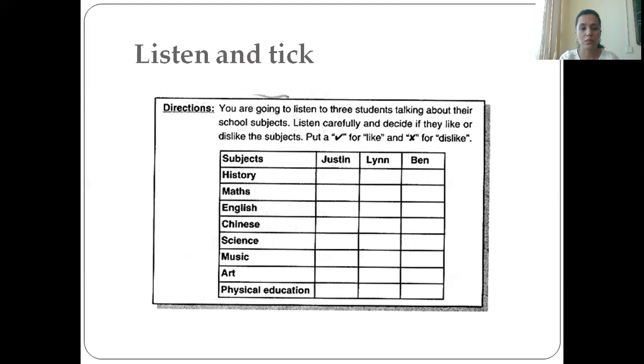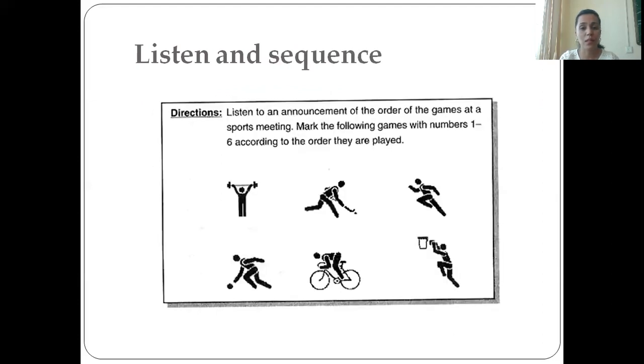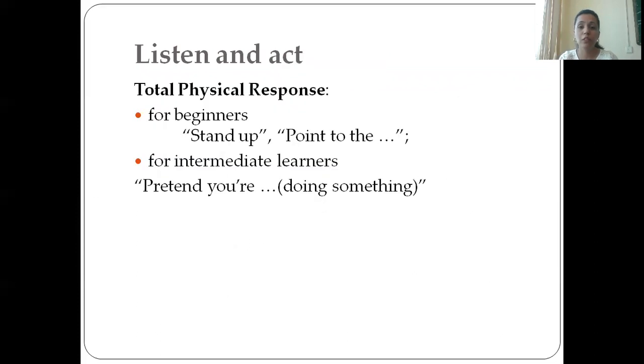Listen and sequence. Listen to an announcement of the order of the games at a sports meeting. Mark the following games with numbers from 1 to 6 according to the order they are displayed. Or another, listen and act.